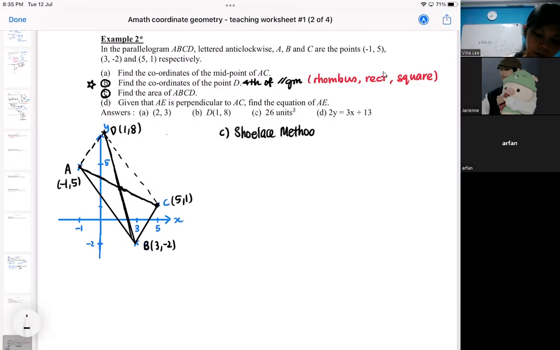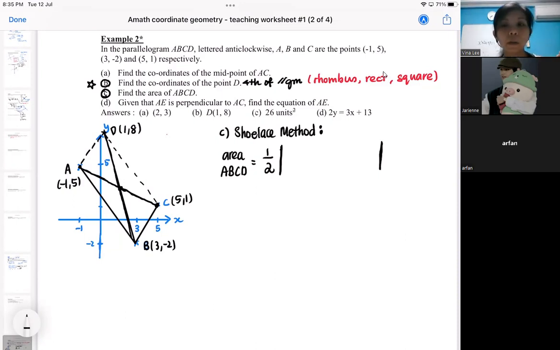Okay, so let's look at the shoelace method first. First of all, there is a half in the formula, and then there's 2 vertical lines. Okay, so it's just a symbol. You ignore the symbol, it doesn't matter. It's just a formality. So inside the 2 vertical lines, you're going to stack up the coordinates. Instead of X and Y, we stack it up top and bottom.